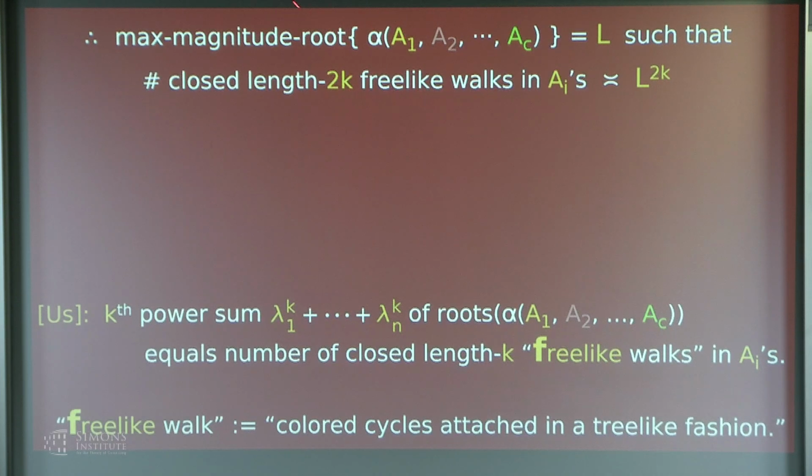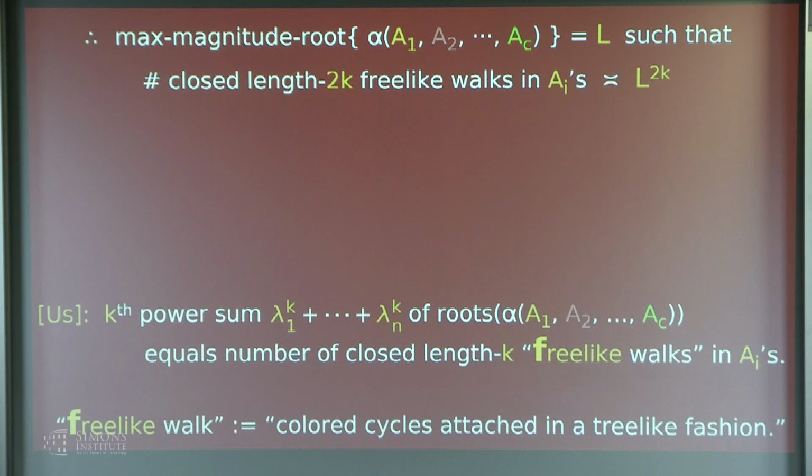But anyway, the maximum magnitude root of this additive characteristic polynomial, which is the thing we're trying to show is bounded by the spectral radius of the infinite graph, is that number L such that the number of closed length 2k free-like walks in the atoms is proportional to L to the 2k. So now this gives, in some sense, a combinatorial interpretation of the maximum magnitude root in this additive characteristic polynomial.